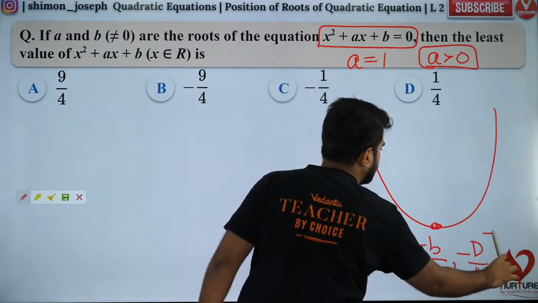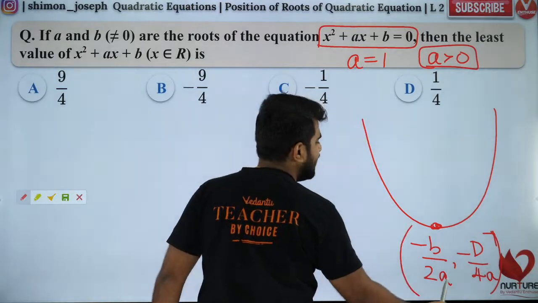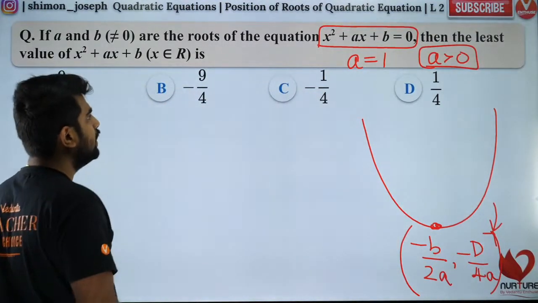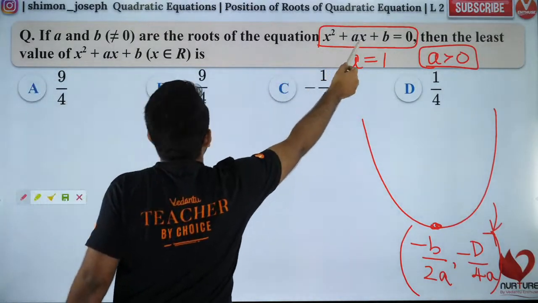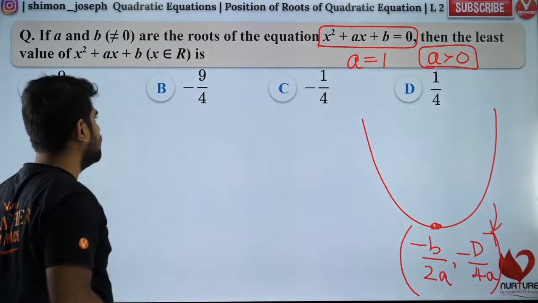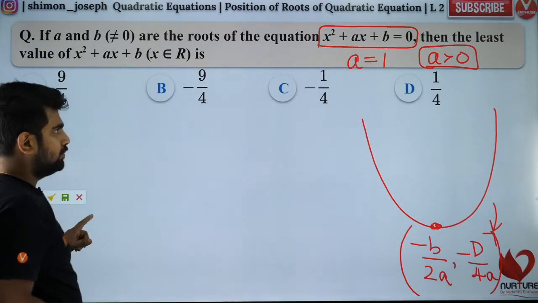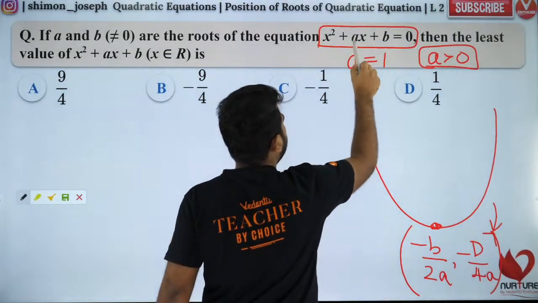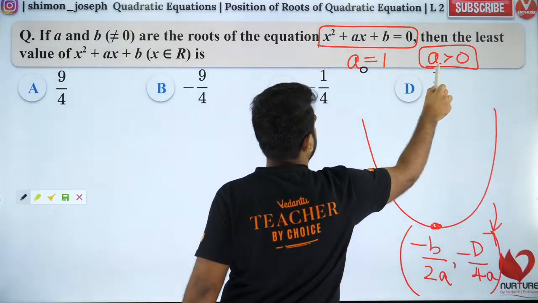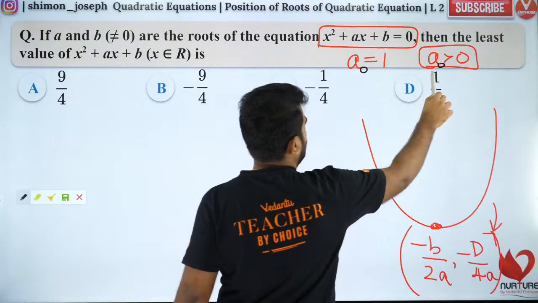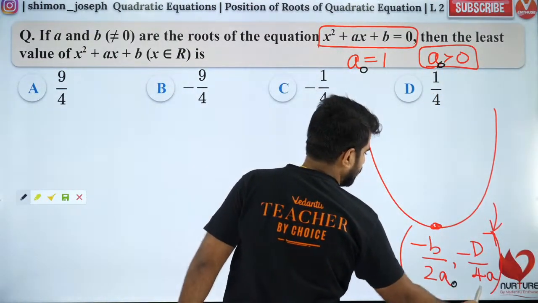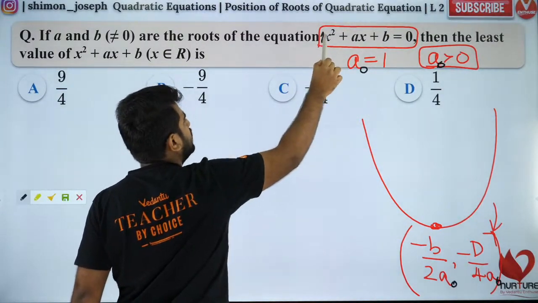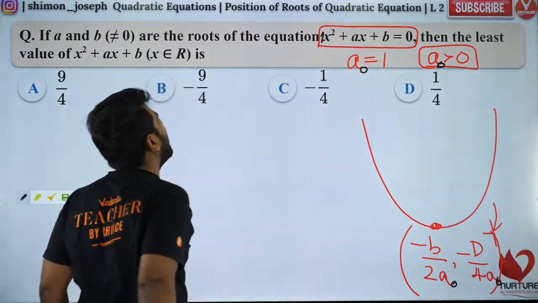So you basically have to find the minimum value, which is minus D by 4A. But we don't know what A is, we don't know what B is. How do I do that? So let's check it out. Okay, I should not use the same A. Guys, this A is different. Let's call it A naught, the coefficient of x square, because in the question they also have an A.